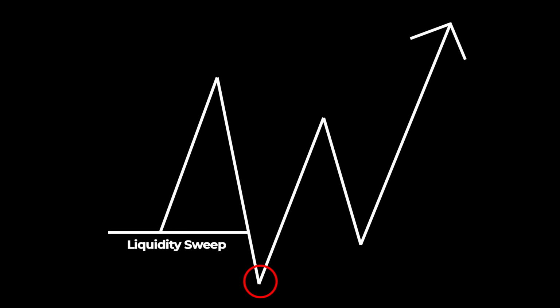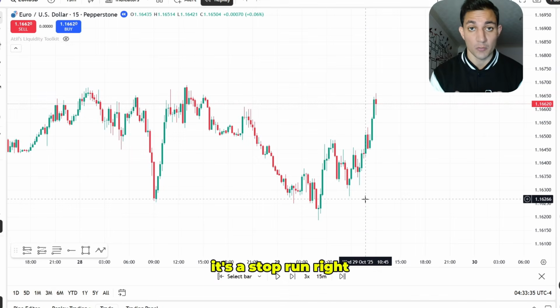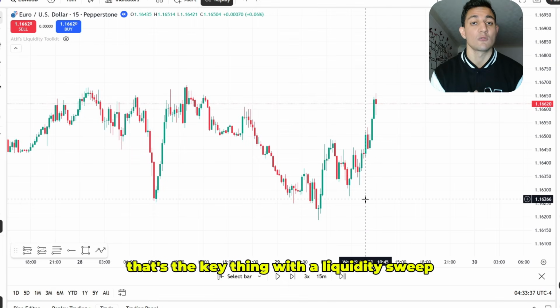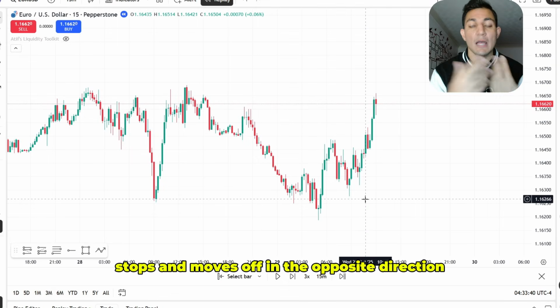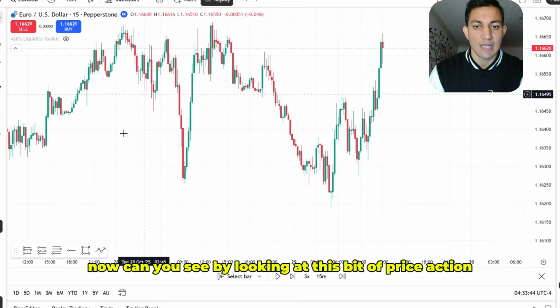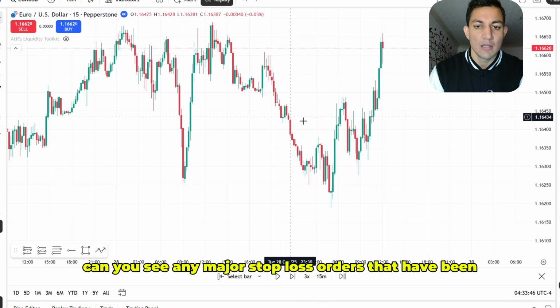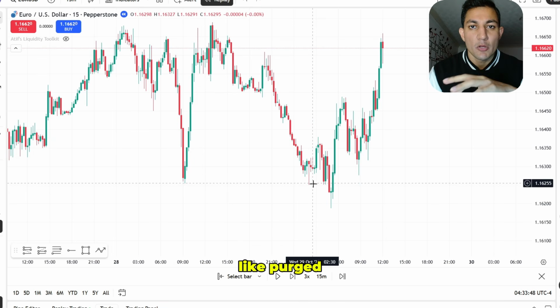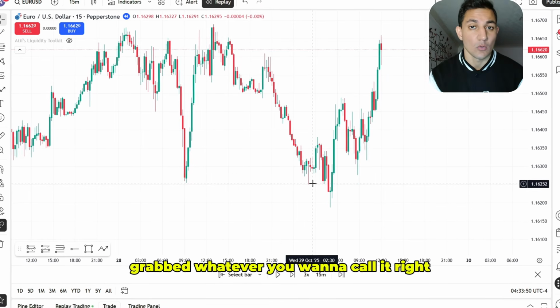It's a fake move in the opposite direction. It's a stop run, right? That's the key thing with a liquidity sweep. It's a stop run that grabs stops and moves off in the opposite direction. Now, by looking at this bit of price action, can you see any major stop loss orders that have been purged, raided, grabbed, whatever you want to call it?